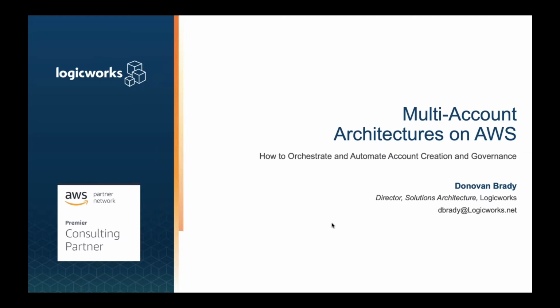Logicworks is a cloud services provider, providing the complete suite of services from professional services, migration support, optimization, managed services, and operational support, as well as a whole suite of capabilities around data transformation, app refactoring, data and application modernization. But today we will be talking about how to architect a multi-account architecture on AWS.